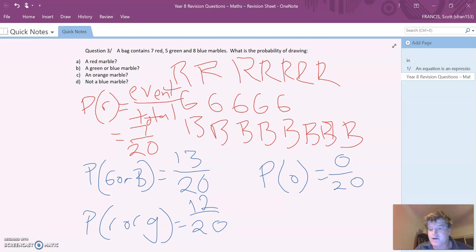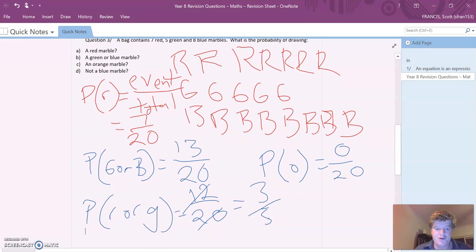But there is a common factor in both the top and the bottom. We can divide both the top and bottom by 4 and simplify this fraction a little bit. So that's actually going to equal 3/5. Okay, so that should be our first one there.